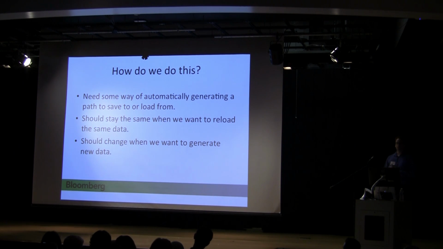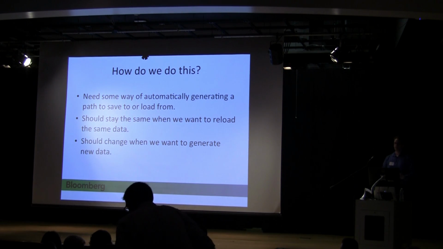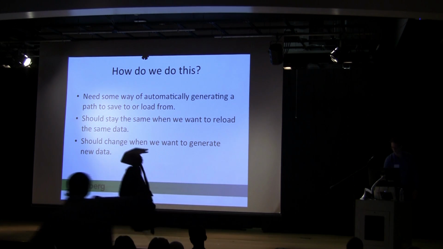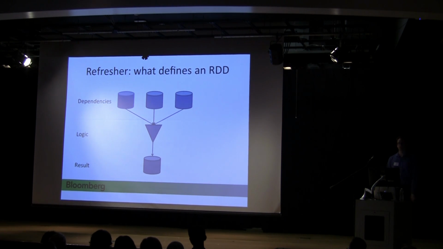So it should stay the same when we want to reload the same data, and it should change when we want to generate something new, that is, when there's a change in logic, or it's reading from somewhere else. So a little refresher on Spark. RDD stands for resilient distributed dataset, and the resilient part refers to the ability of Spark to regenerate partitions based on the need. So it's robust in that way. It's resilient and robust in that way.